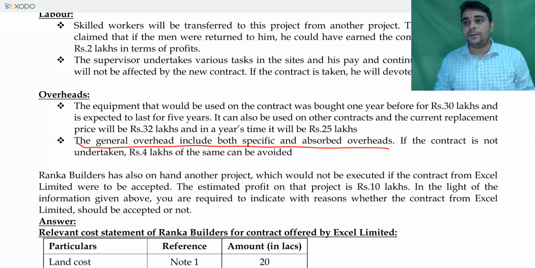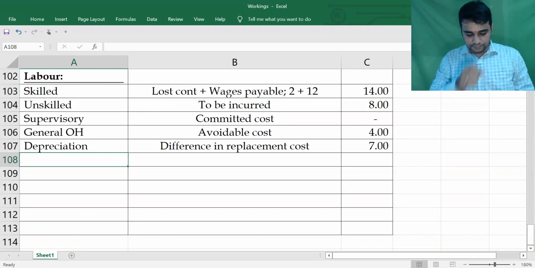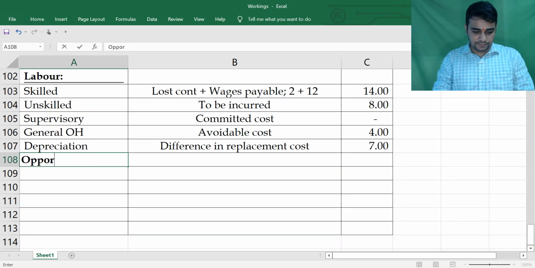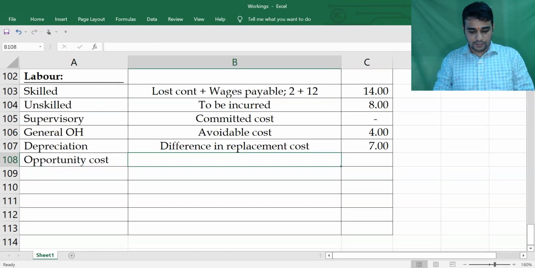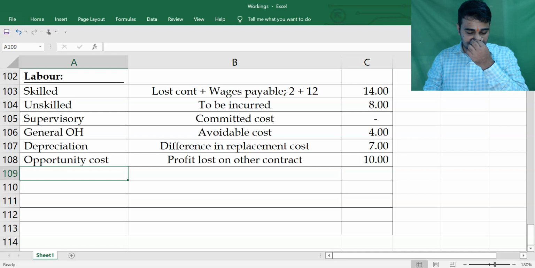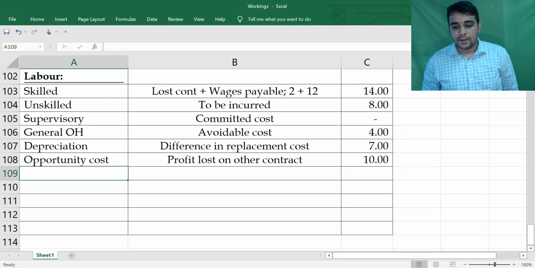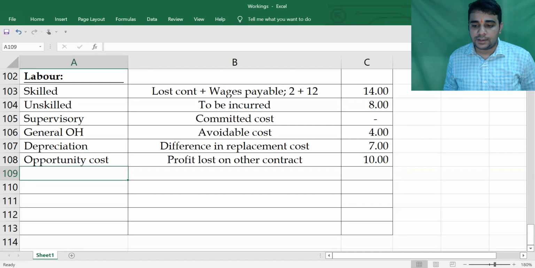You are likely to earn a profit of 10 lakhs on that other project. So, opportunity cost: profit lost on other contract. Opportunity cost, profit lost on other contract.